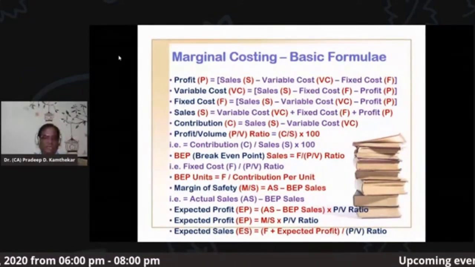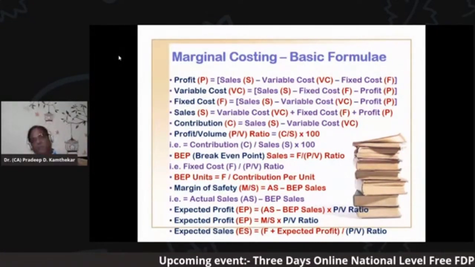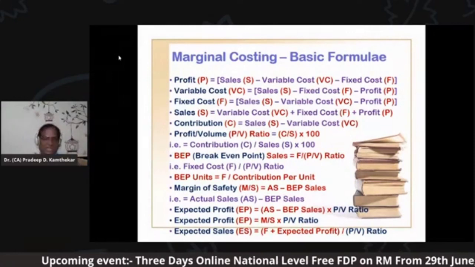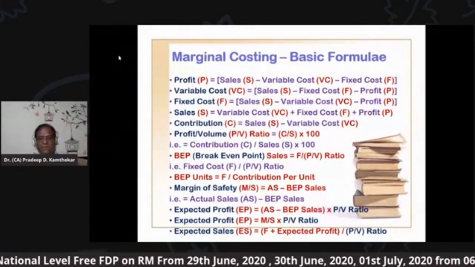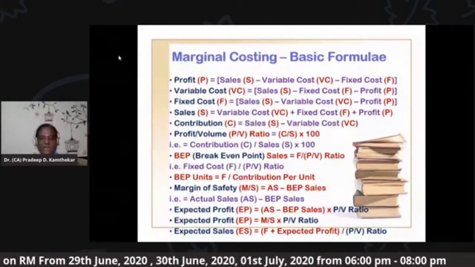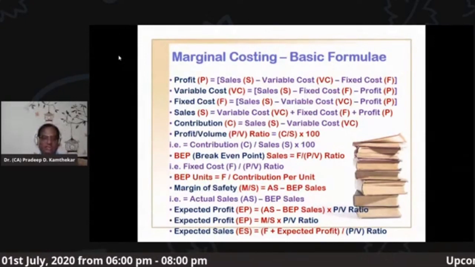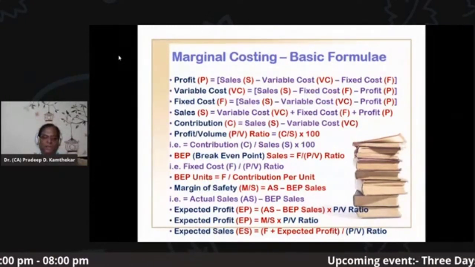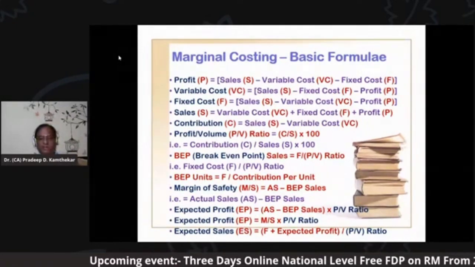So variable cost is equal to sales minus fixed cost, and this profit will come on the other side, it will be minus. So in short, variable cost can also be calculated as sales minus fixed cost minus profit. Now again, suppose that minus fixed cost you take on the other side and variable cost you take on the other side. So fixed cost will be plus and variable cost will be minus. So fixed cost is equal to sales minus variable cost minus profit.